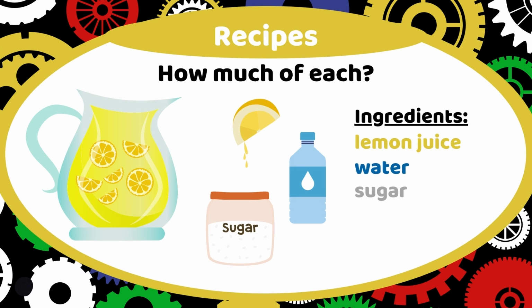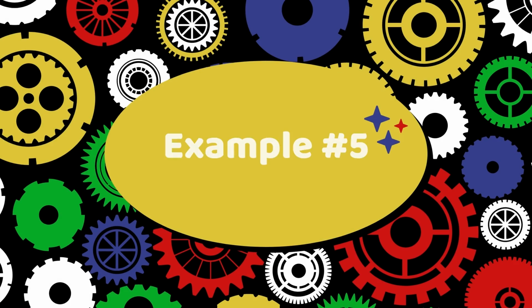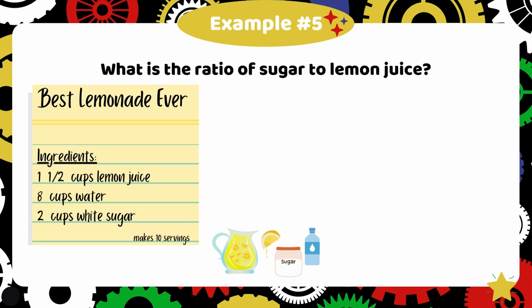Another very common use for ratios is in recipes. We are going to look at a recipe for the best lemonade ever. Example number 5. What is the ratio of sugar to lemon juice? So looking at this recipe, I can see that the ingredients we need are 1½ cups of lemon juice, 8 cups of water, and 2 cups of white sugar. This recipe makes 10 servings, according to the recipe card.